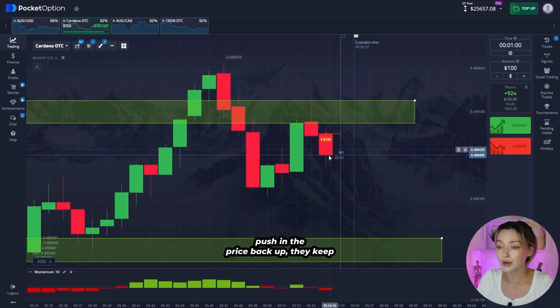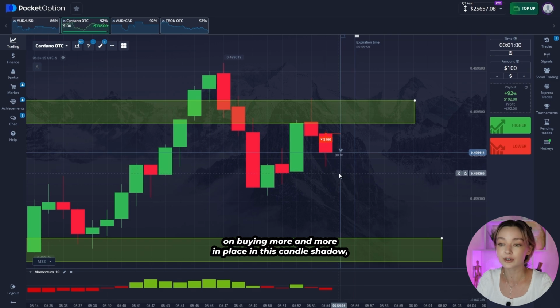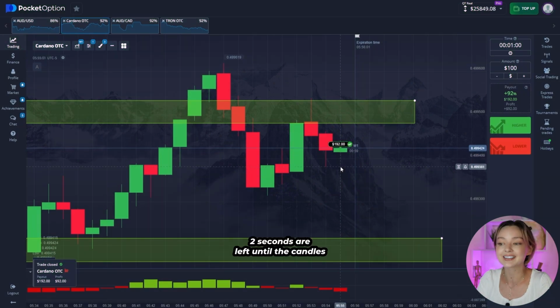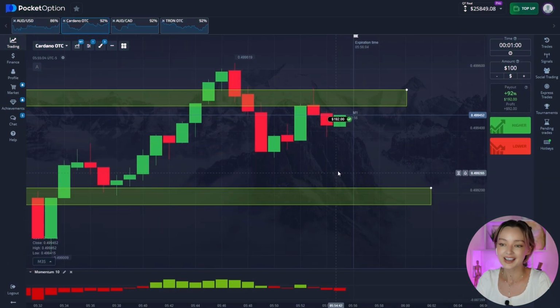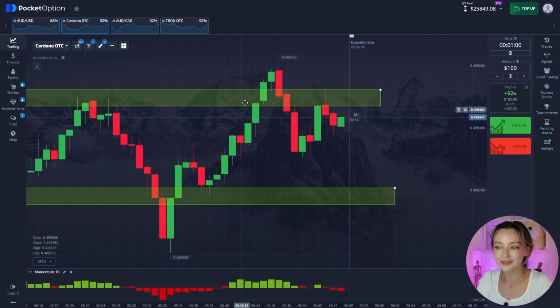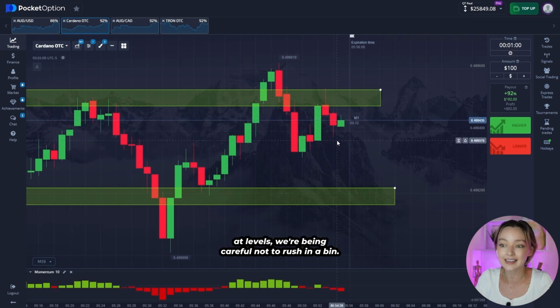Buyers insist on pushing the price back up. They keep on buying more and more, influencing this candle shadow. 2 seconds are left until the candle settles, so we've got a profit. We've already succeeded with multiple trades in a row, and we've literally only been trading at levels. We're being careful, not rushing in.